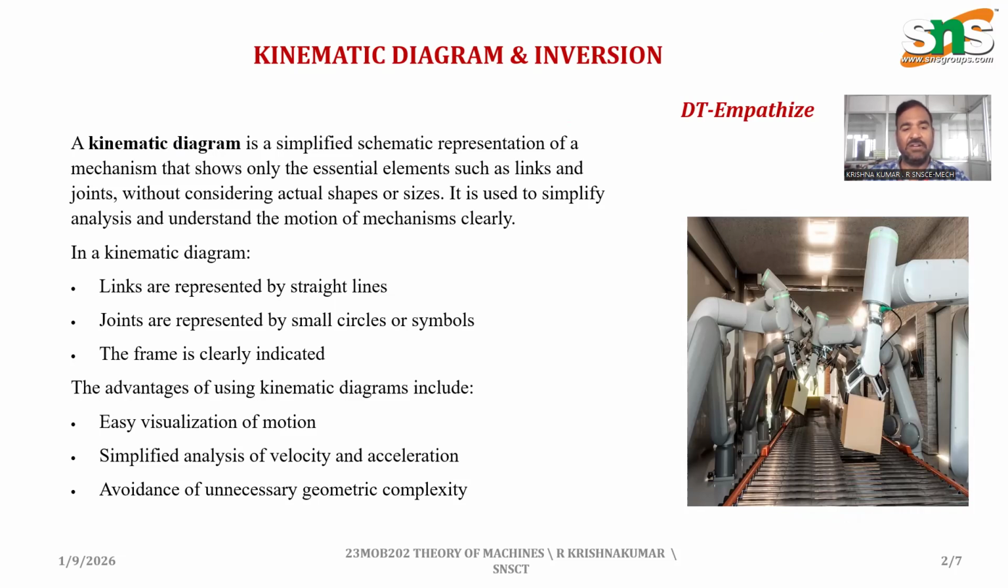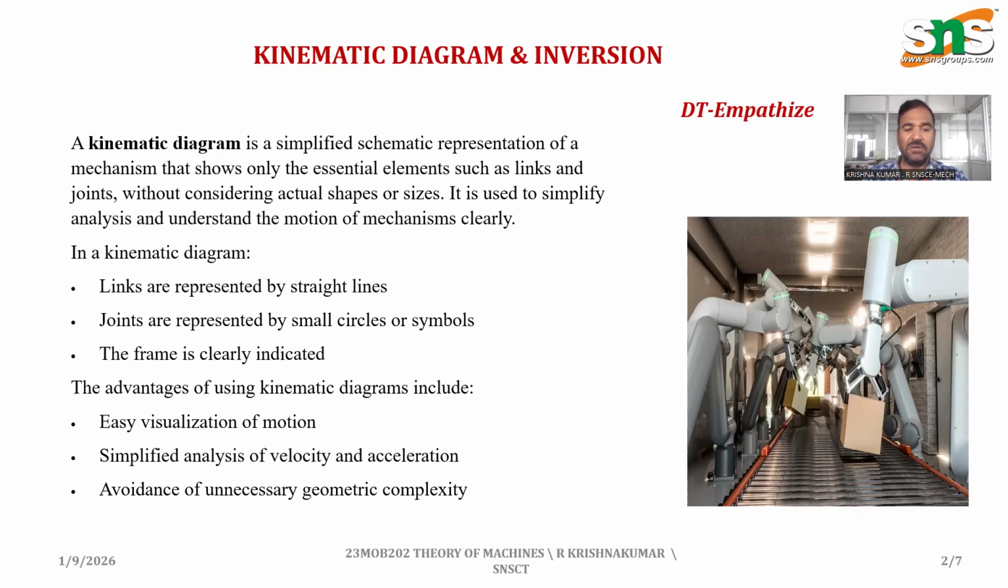A kinematic diagram is a simplified schematic representation of a mechanism that shows only the relative motion between the links and the nature of the joints connecting them, without considering the actual shape, size, or material of the components. The primary purpose of the kinematic diagram is to make the motion analysis of a mechanism easier and more systematic.